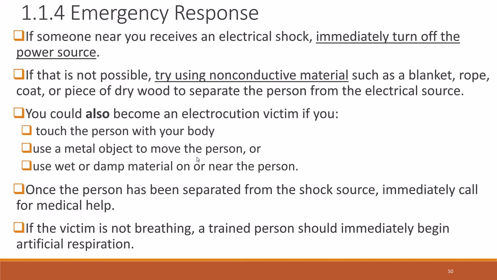Emergency response. If someone near you is receiving an electrical shock, you should immediately shut off the power source if you can. If you can't do that, you try to find some non-conductive material like a blanket, a rope, a coat, or a piece of dry wood that you can separate the person with. Sometimes you can take the blanket or rope and throw it over top of them and pull them off of the electrical circuit. Pull them away.